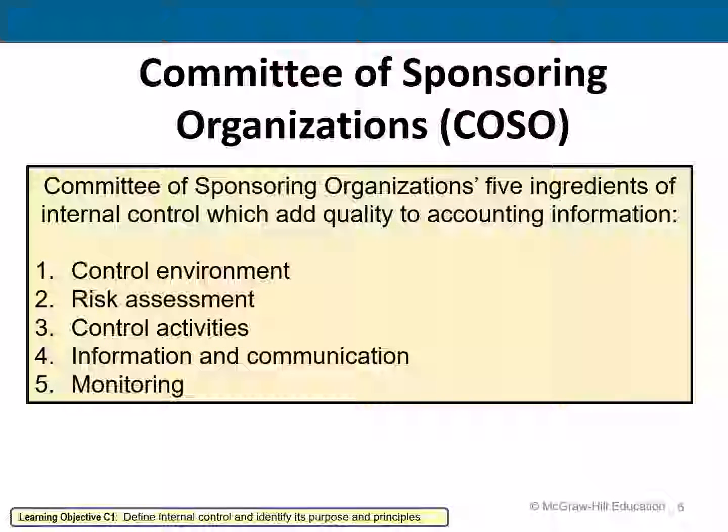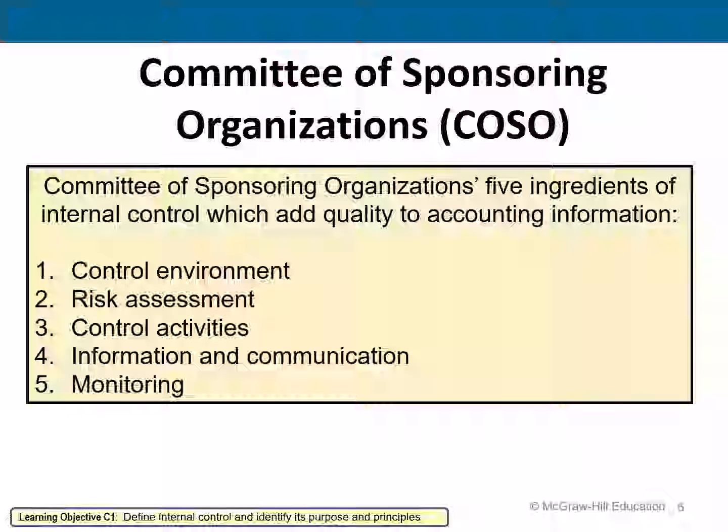All right, so there's COSO, or what we call the Committee of Sponsoring Organizations, and they provide the 5 ingredients of internal control, which are intended to add quality to the accounting information. It's the control environment, risk assessment, control activities, information and communication, and monitoring.